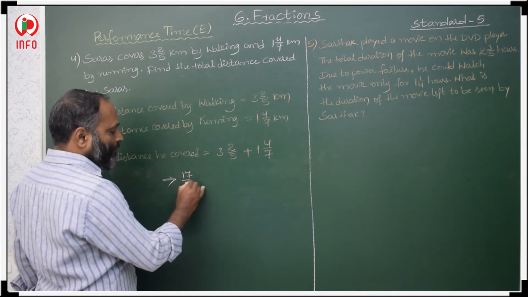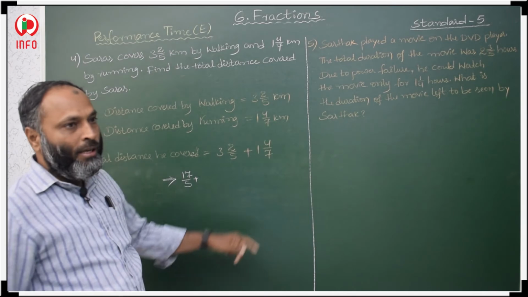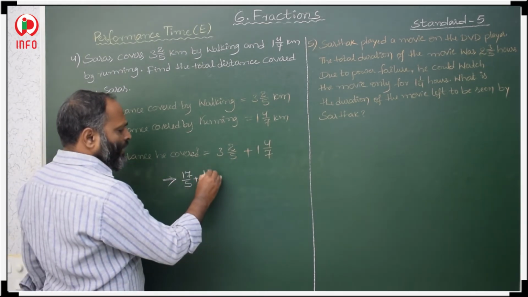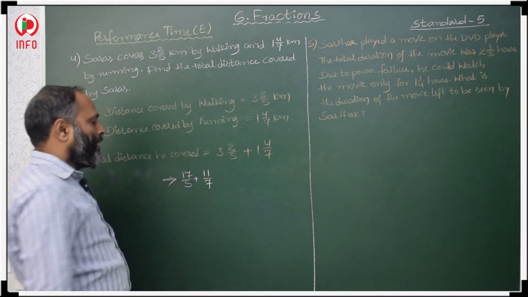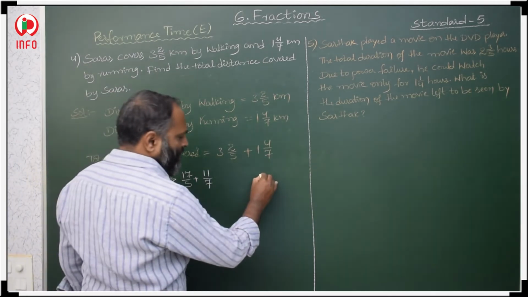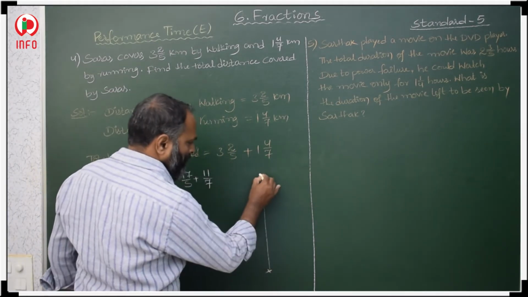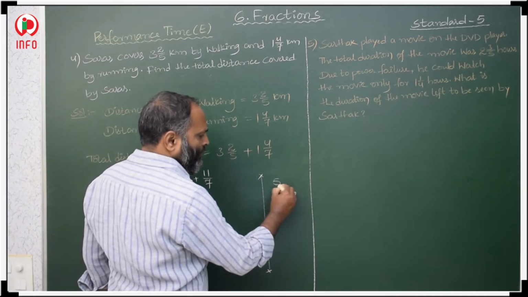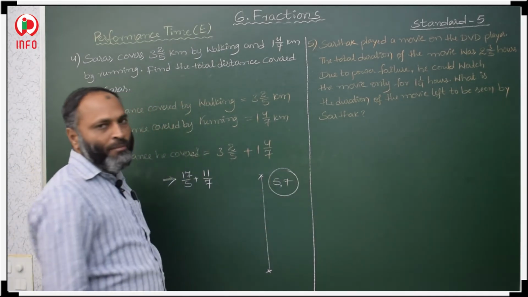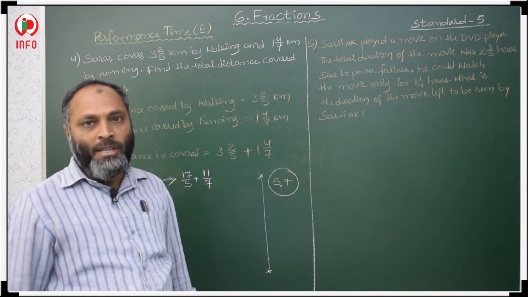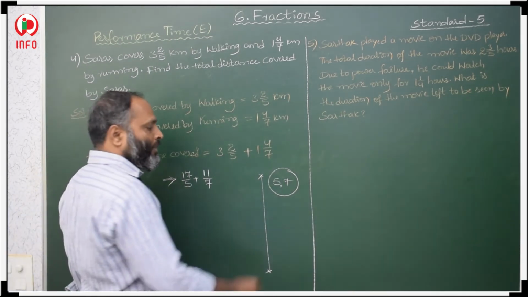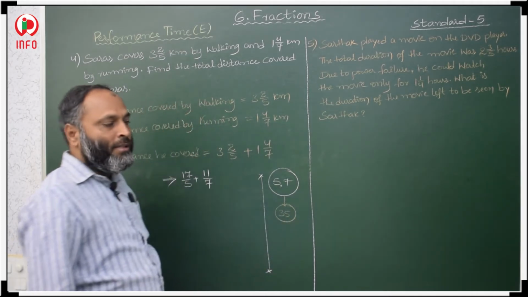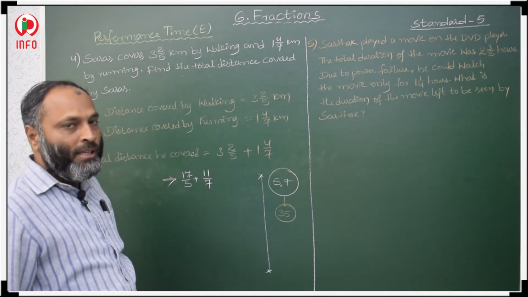5 3s are 15, 16, 17. 17/5 plus 1 7 is 7, 7 plus 4, 11. 11/7. Now, after that we have to find LCM. 5 and 7, LCM we have to find. These two are prime numbers. So, when two prime numbers are there, then what is the LCM? Their product only is the LCM. 5 7s are 35. 35 is the LCM.